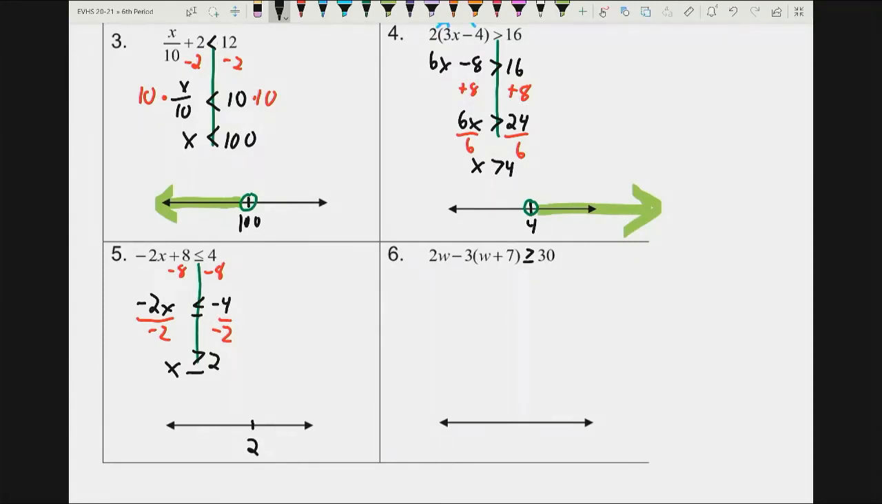Variables on the left, so I'm okay. Here I've got a 2. I'm going to circle it and then make that a closed circle because it's equal to, and then greater than goes right.